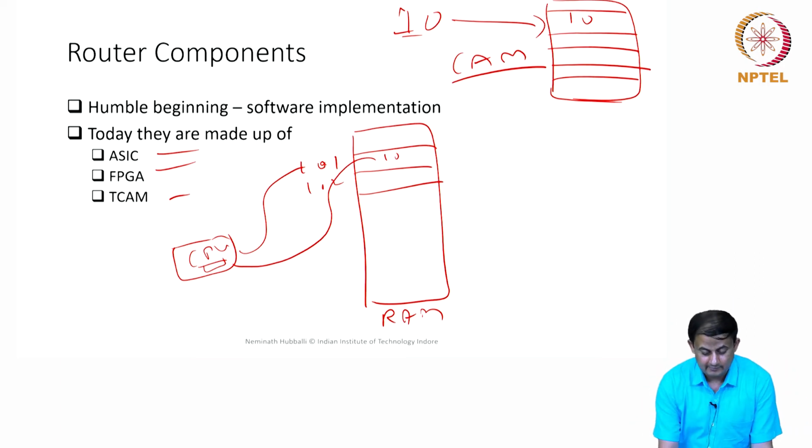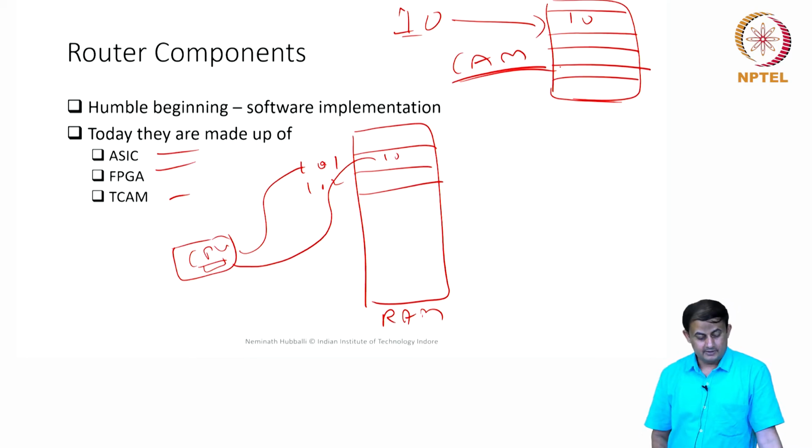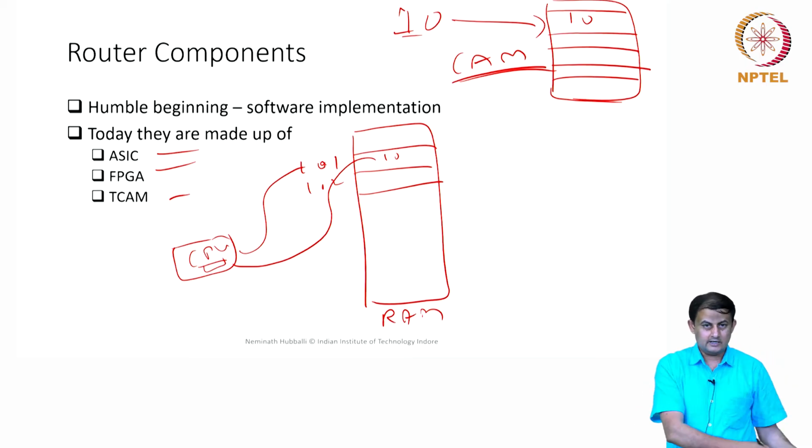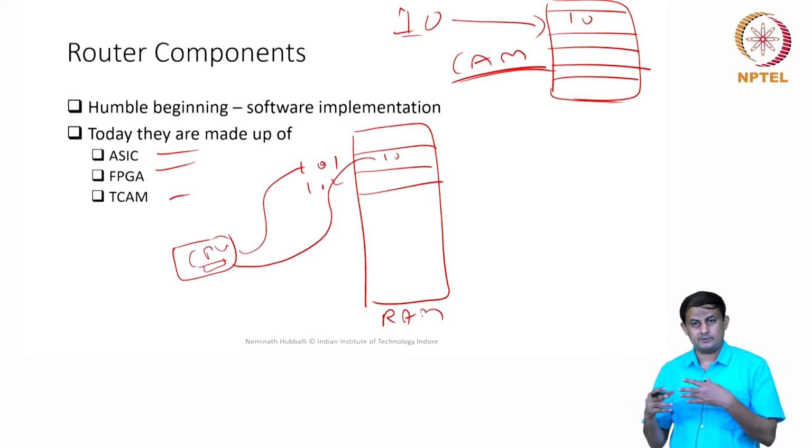So CAM perfectly fits this case, but what TCAM says is, typically, we talked about the routing entries being in the prefix format.